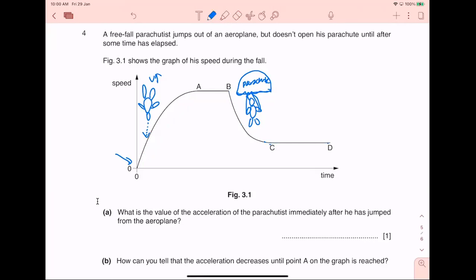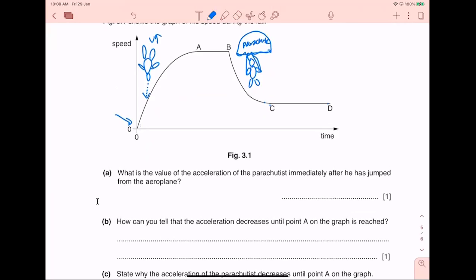All right, so let us have a look at the first one. What is the value of acceleration immediately? So it means immediately after he has jumped. So it is due to the gravity. So it is 10 meter per second squared. Okay, immediately, only that once. But then he is increasing towards the gravity.